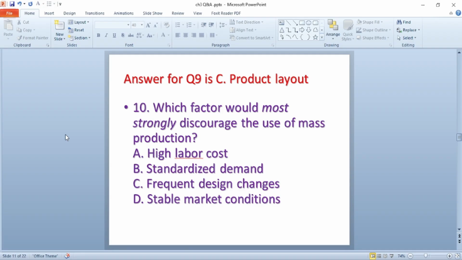Question number 10. Which factor would most strongly discourage the use of mass production? A. High labor cost. B. Standardized demand. C. Frequent design changes. D. Stable market conditions. The answer for this question is C. Frequent design changes.